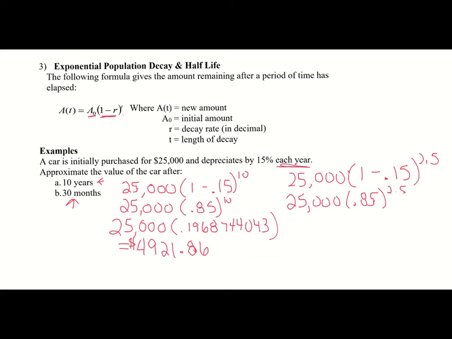So 85 hundredths raised to the 2.5 power is going to be 25,000 times 0.66611287. And if I times that by 25,000, I'm going to end up with $16,652, and I'm going to round to the nearest cent, 80 cents. So that would be the value remaining after 2.5 years.